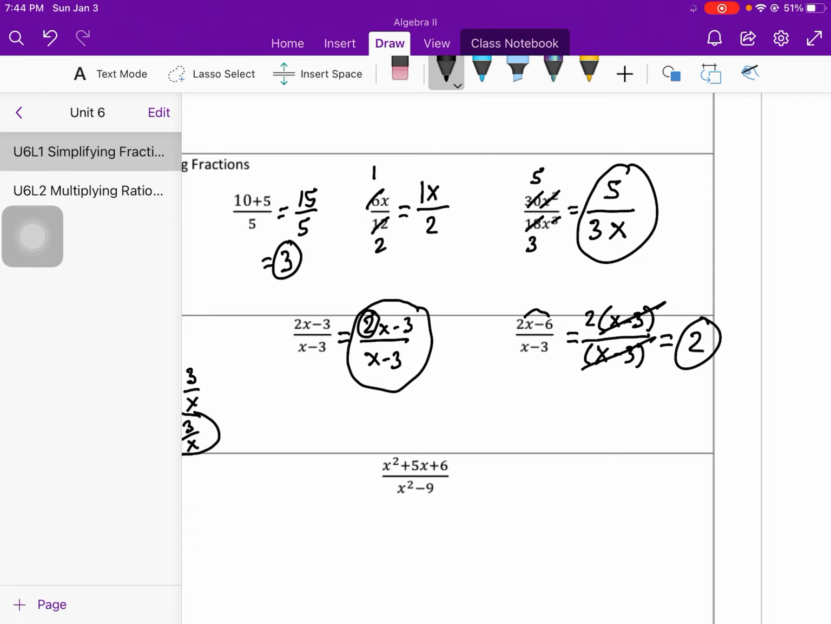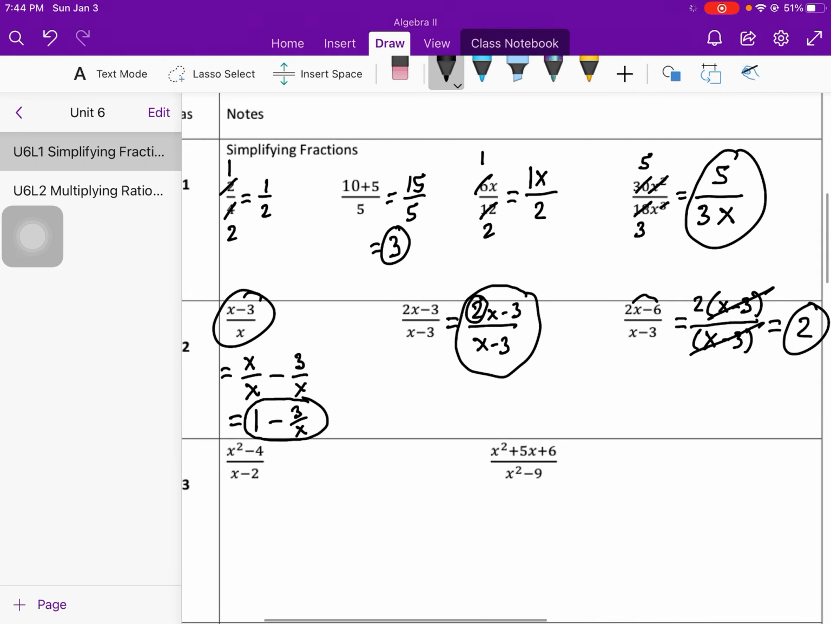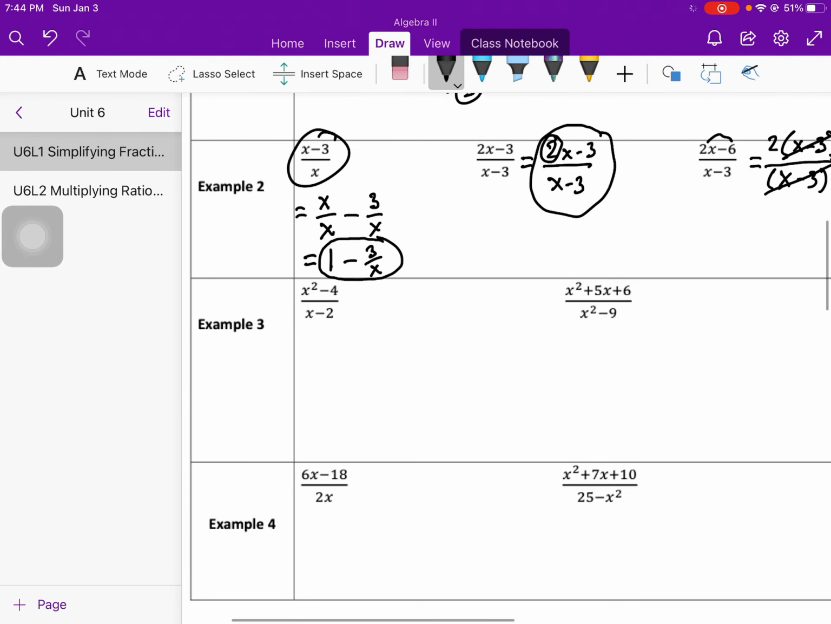That might seem a little weird, but we're going to practice these. It is kind of a difficult concept to conceptualize right away. But we'll practice, it'll get better.